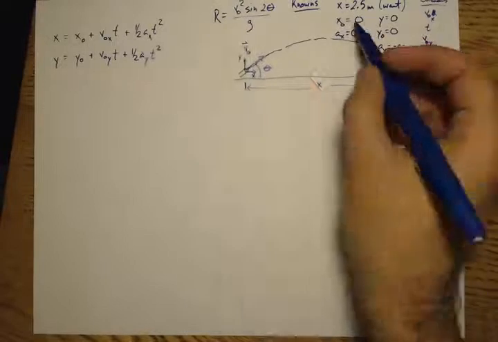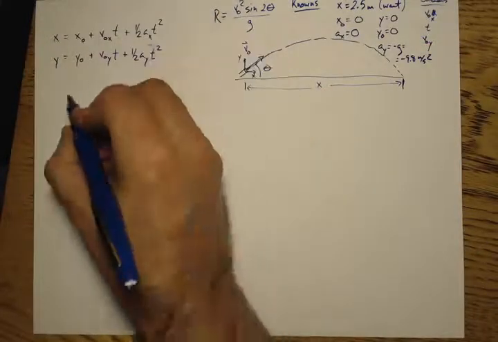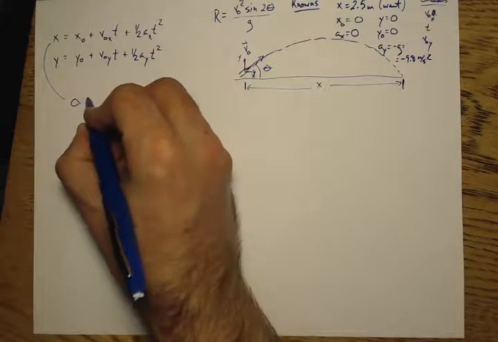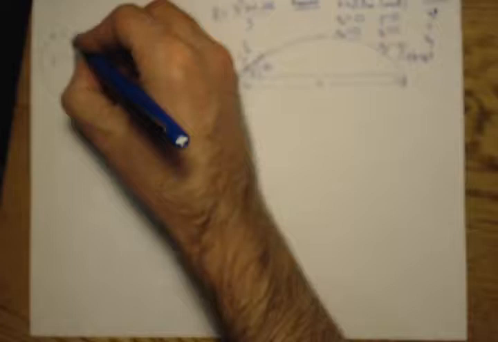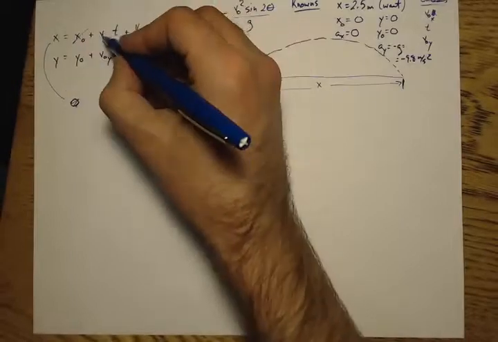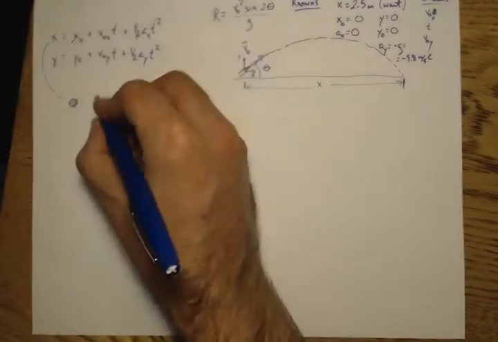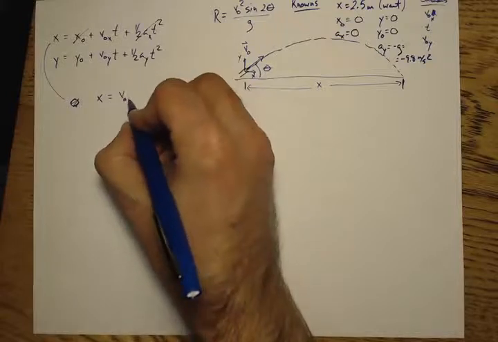Okay, so what I can do is plug in the zeros at least. This is going to be 0. Let's see, V naught x, I don't know what. This is going to be 0. So this equation is going to become x is equal to V naught x t. Okay.